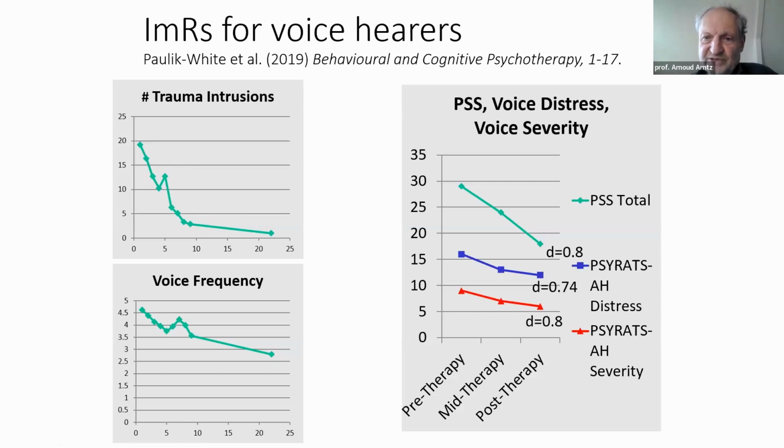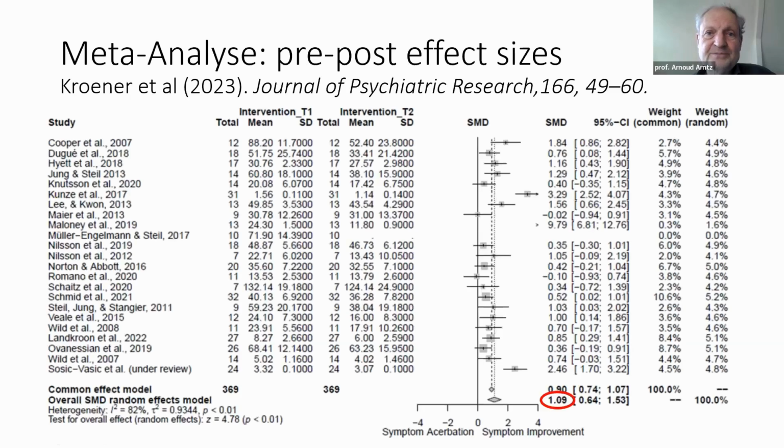However, the voice distress reduces with a good effect size, and also the post-traumatic stress symptoms reduce. You see this here, and you see also that the RATS severity ratings, all the auditory hallucinations severity reduces also with a high effect size. Probably even better effects would be reached if they could offer more sessions, but that was not allowed.